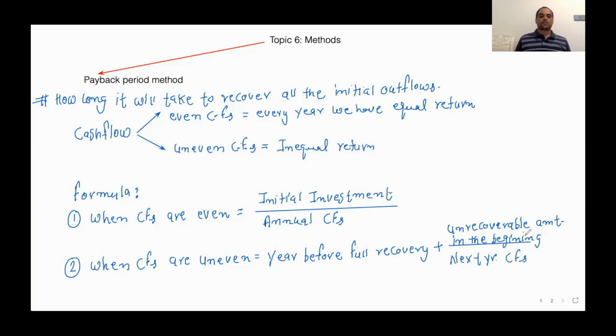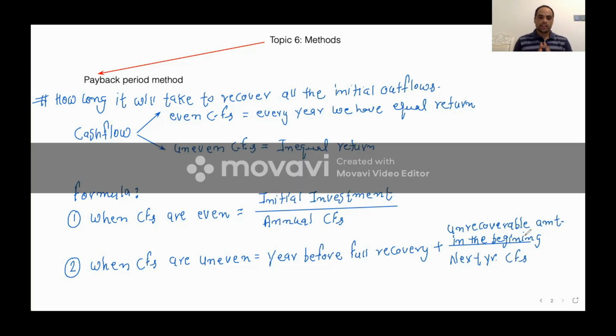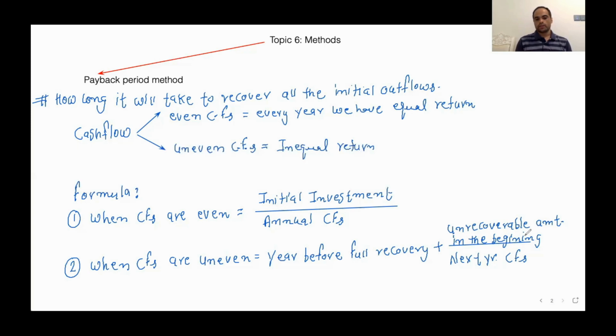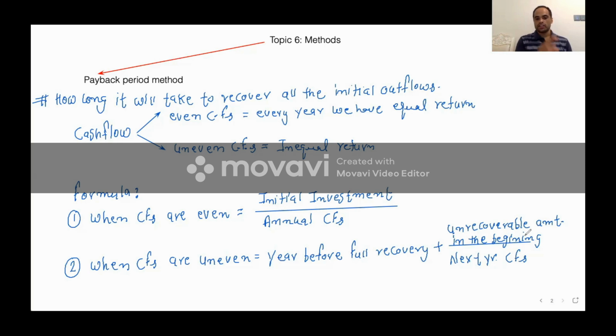So this formula we have. These two types of formulas, we will have a look at with the help of the calculations, with the help of the question. So always remember, if in the question your cash flows are even, then you apply the first formula. And if in the question your total period cash flows are uneven, then we will apply the second formula, which is year before full recovery plus unrecoverable amount in the beginning divided by next year cash flow. All right.